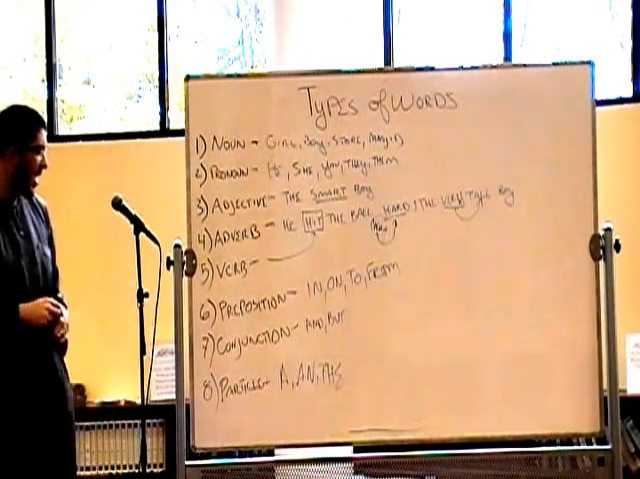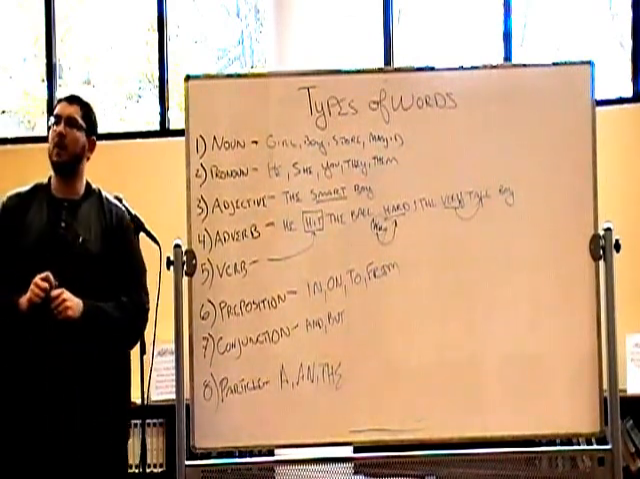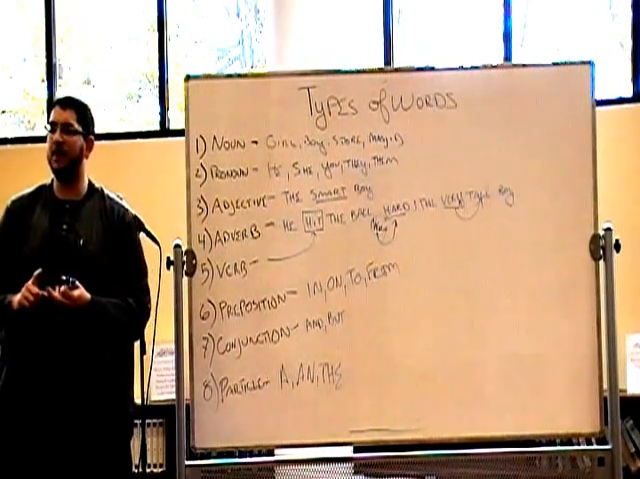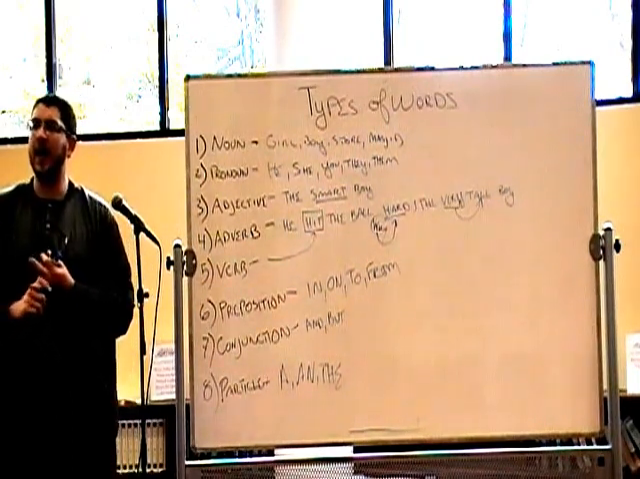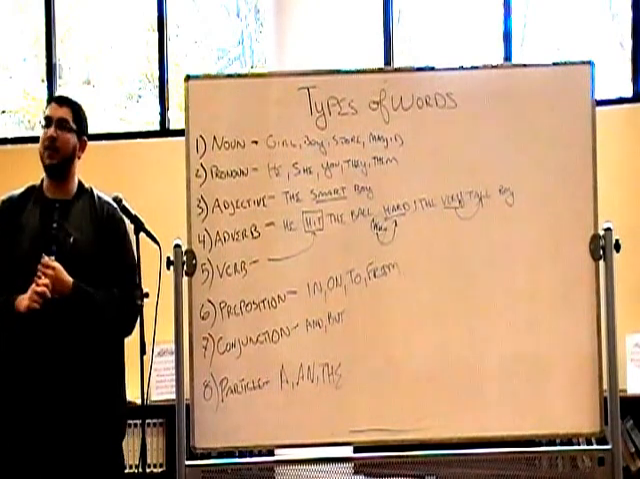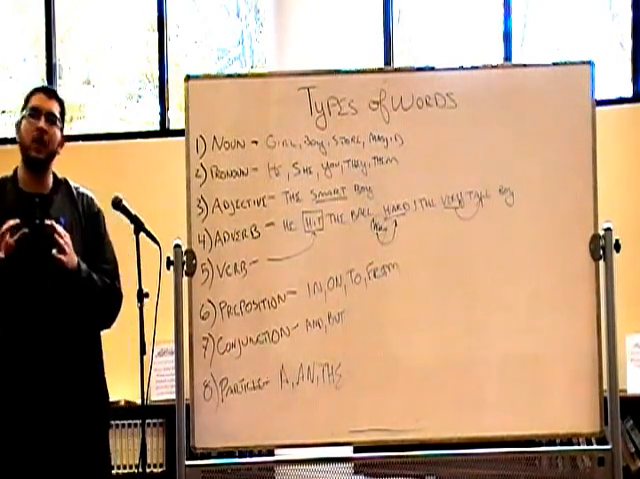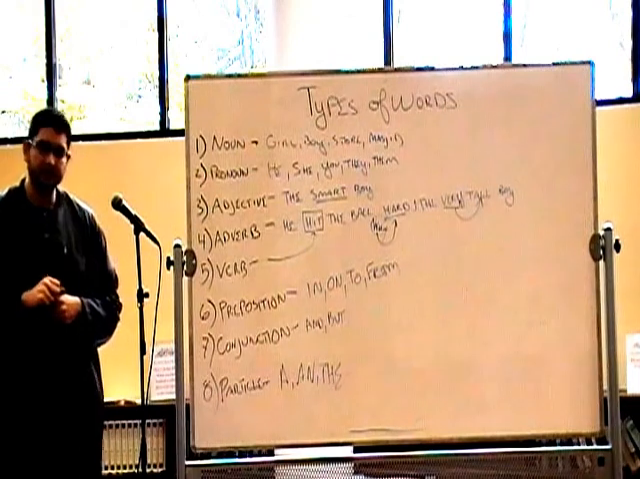That's a conjunction. And last but not least, we have particle. Particle is a, an, or the. So I am a student, or I am an excellent student, or I am the student, right? So those words are called particles.